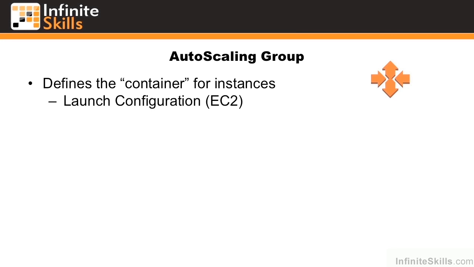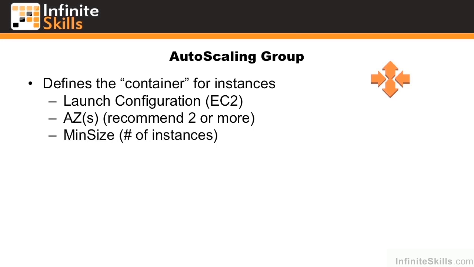The AutoScaling group itself defines the container for instances. This includes the launch configuration that you just specified, the AZs, we recommend 2 or more, the minimum size of the AutoScaling group, which is the minimum number of instances that it will contain, the max size, which is the maximum number of instances that it will contain. Regardless of what happens inside of your AutoScaling group, you'll never go below your min size, and you'll never go above your max size.